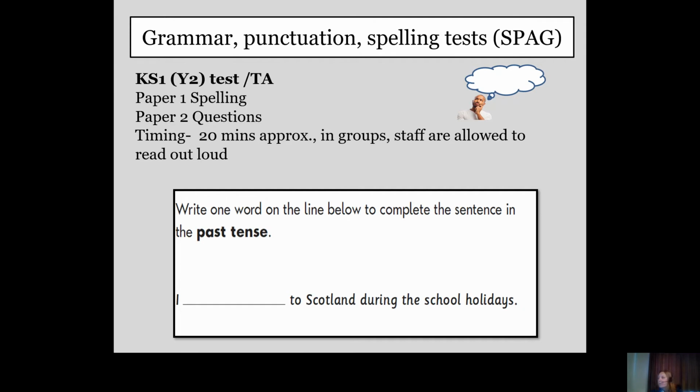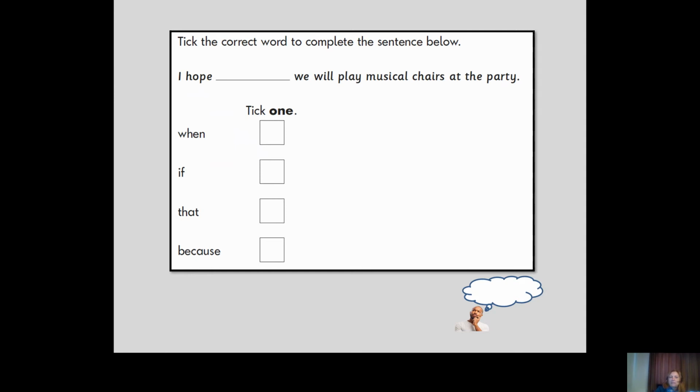Write one word on the line below to complete the sentence in the past tense. Okay, so this is about tenses. So first of all, I'd advise read it. So they could read it to them. I blank to school during the school holidays. Okay. Oh, I go to Scotland during the school holidays. Okay, great. Is that past tense? I go. Let's think about something that happened in the past. If you went last holidays, what would you say? I went to Scotland during the school holidays. Yeah. So it's about trying to think about what could fit and then deciding which one's in the past tense. So it would be went.